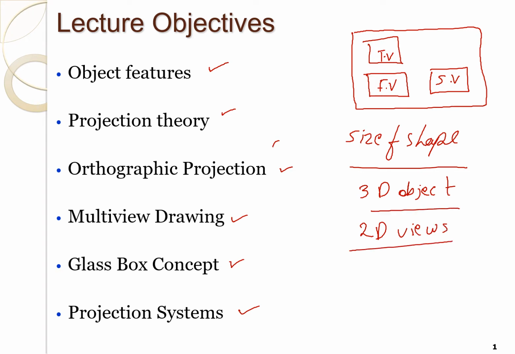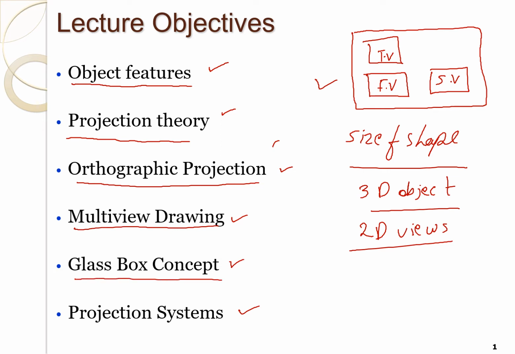So for that purpose, we will first define what are the common object features. If you are taking a certain 3D object, what will be some common features of that object. Then what is the projection theory, what is the theory behind drawing these 3 views, and what is orthographic projection, what is multi-view drawing, what is the glass box concept, and what is the projection system. So all these topics are related to these 3 views that you have drawn on your sheet in the manual lab that we have done in the previous week. So let's move forward and go through these concepts one by one.